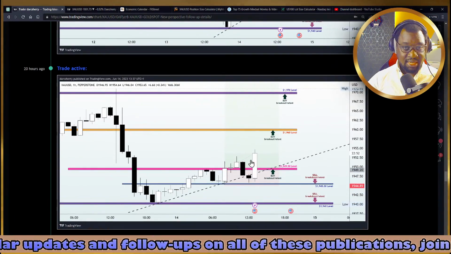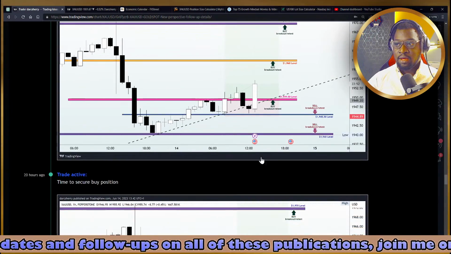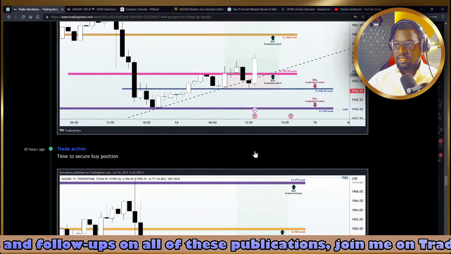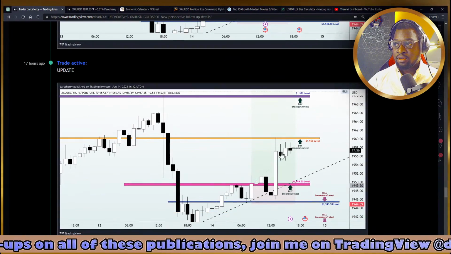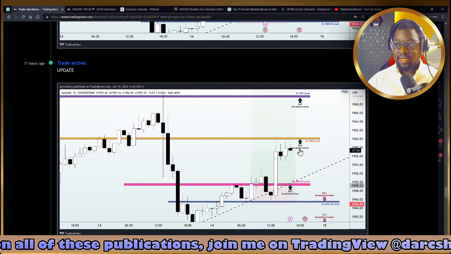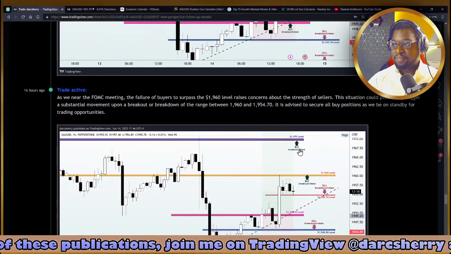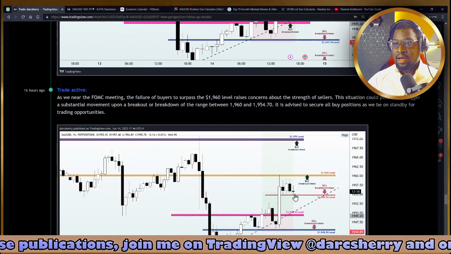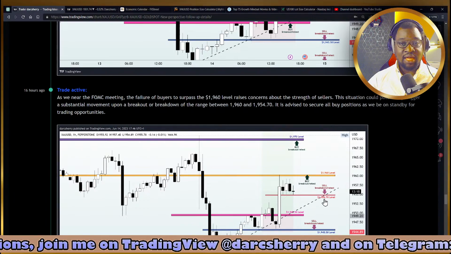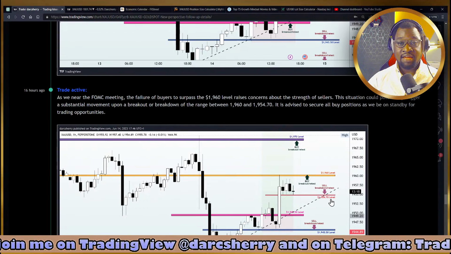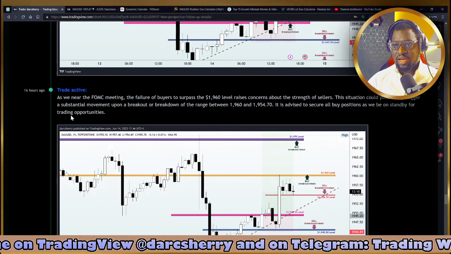And look at what happened. We saw price take our buy stop order again. I told us all to move stop losses to secure positions. Price action moved in our favor and got into the 1,960. We started seeing selling pressure around that area. And it was at this point we decided to have a sell stop order below the $1,954.70 level for a bearish opportunity.